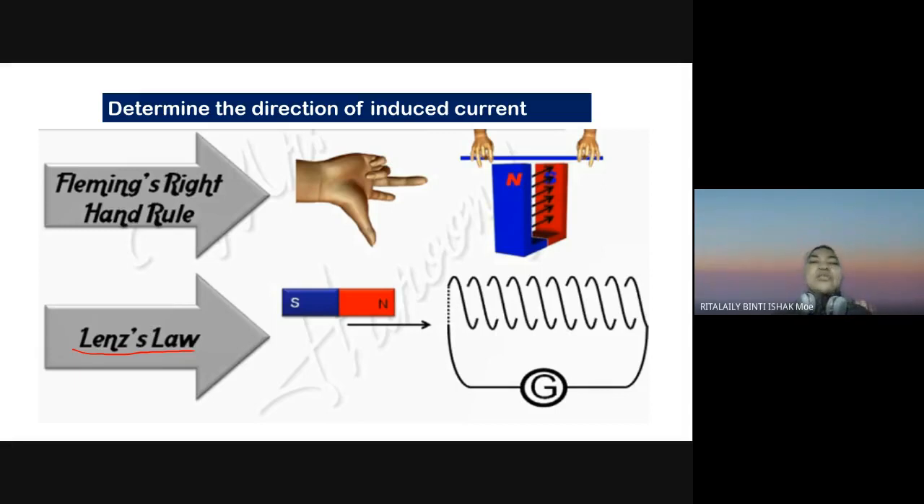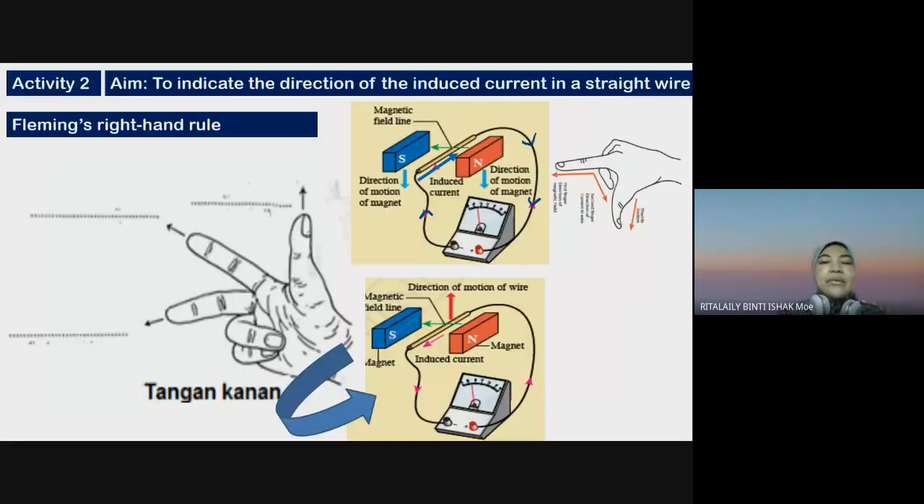To determine the direction of induced EMF or induced current, we use our Fleming right hand rule for the straight conductor, and for the solenoid it is explained by Lenz's law. As for the Fleming right hand rule, the placing of the fingers is the same as the Fleming left hand rule. For the thumb, what is the thumb for?